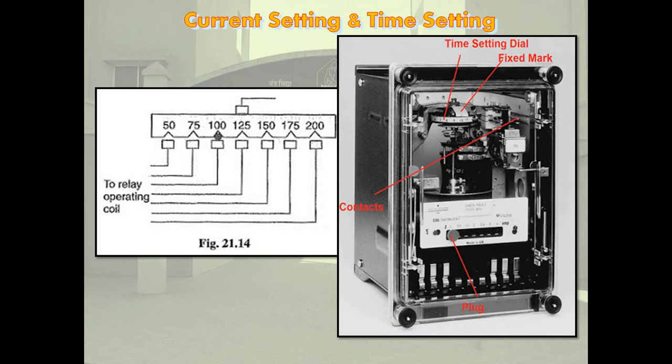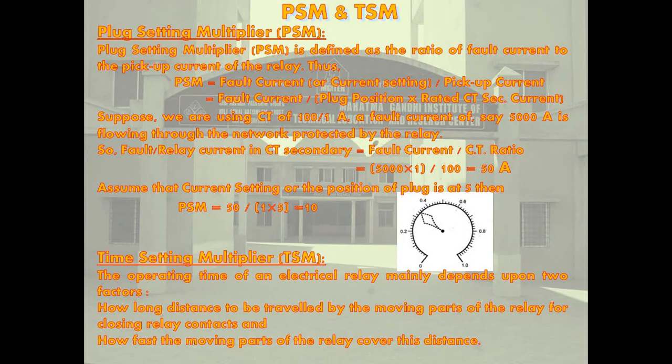Okay. Now plug setting multiplier and time setting multiplier. PSM means plug setting multiplier and TSM means time setting multiplier. What is plug setting multiplier? Plug setting multiplier is defined as the ratio of the fault current to the pickup current of the relay. So PSM equals fault current divided by pickup current, that is, fault current divided by plug position into rated CT secondary current.